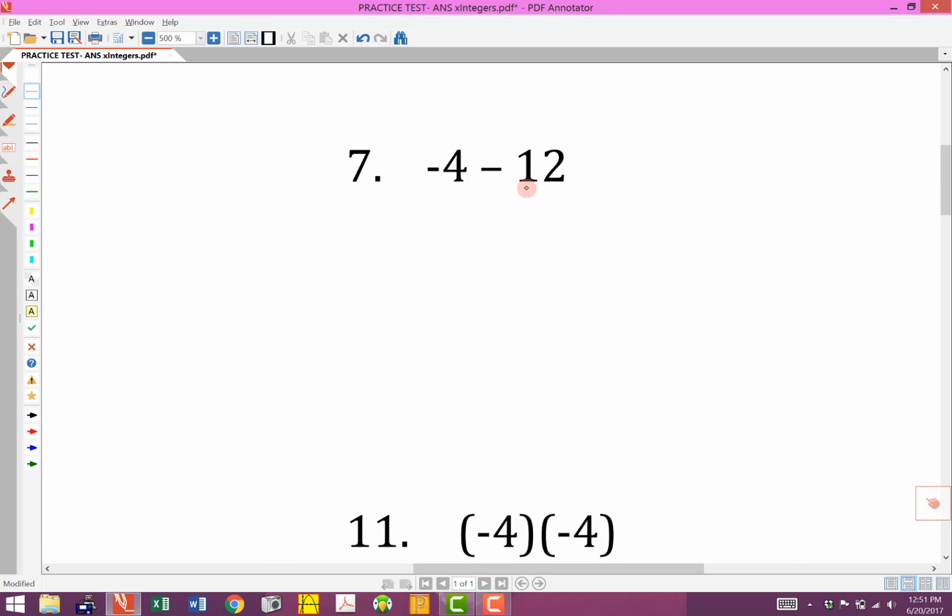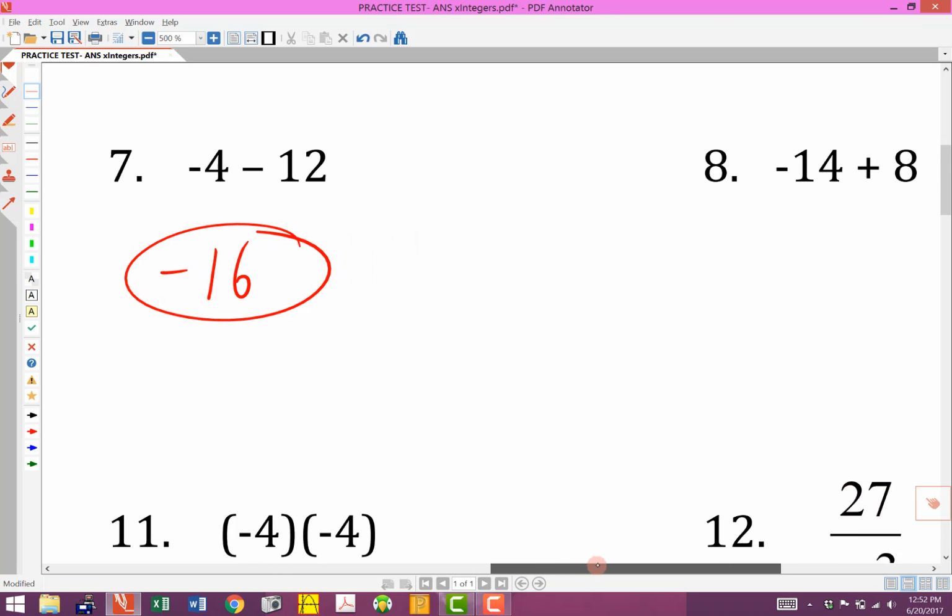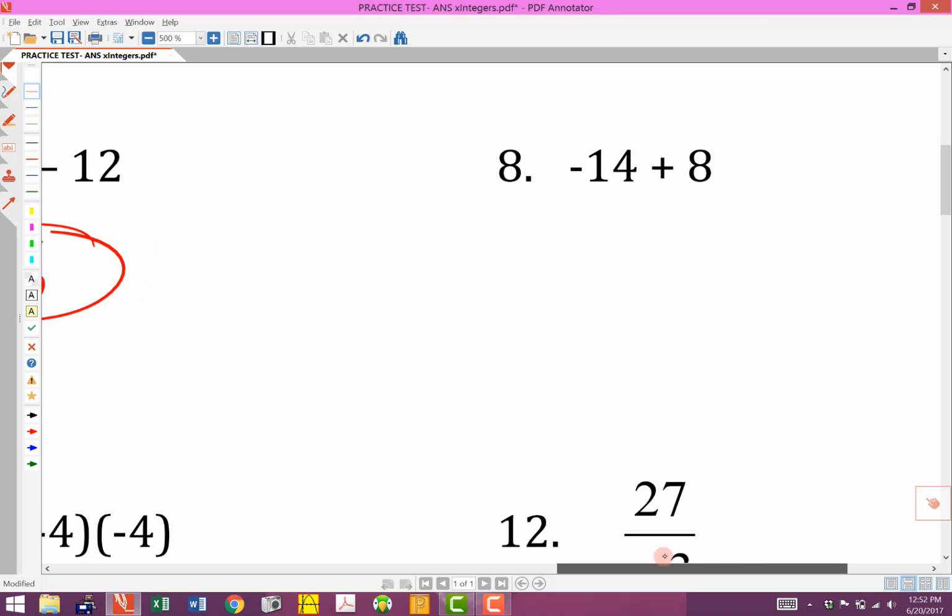No rewriting necessary on this one. They're both negative, so let's see. Same sign, we're going to find the sum. The sum is 16, and they're both negative, so the answer is negative. Again, if you wanted to run through a money example on that one, that would be great.